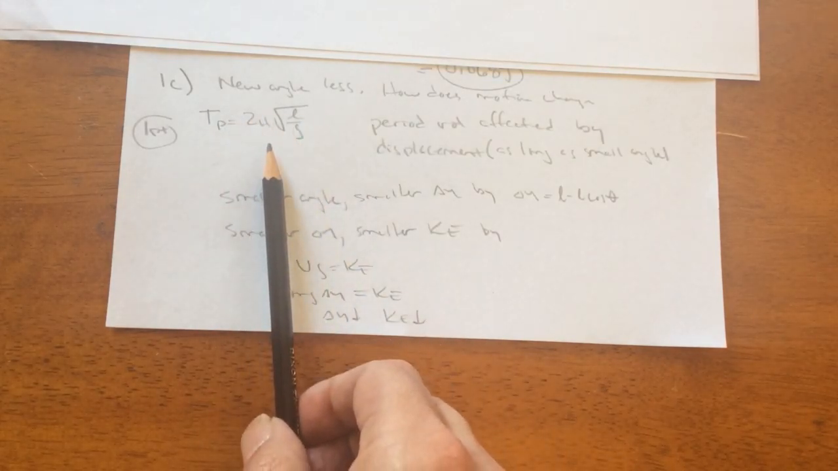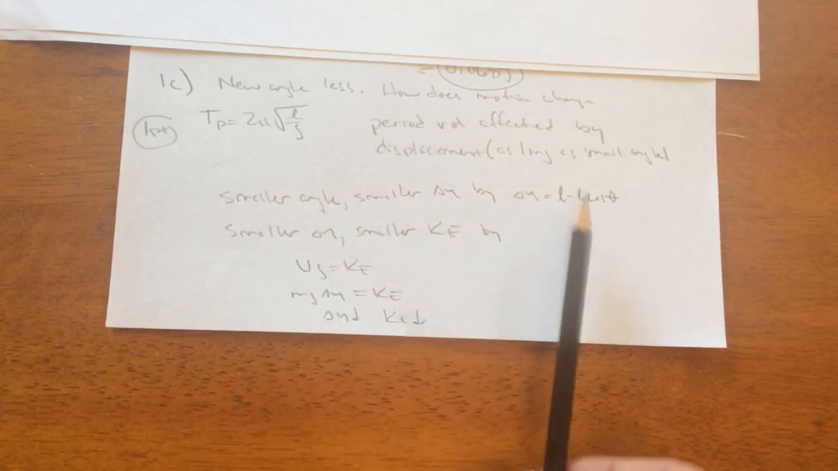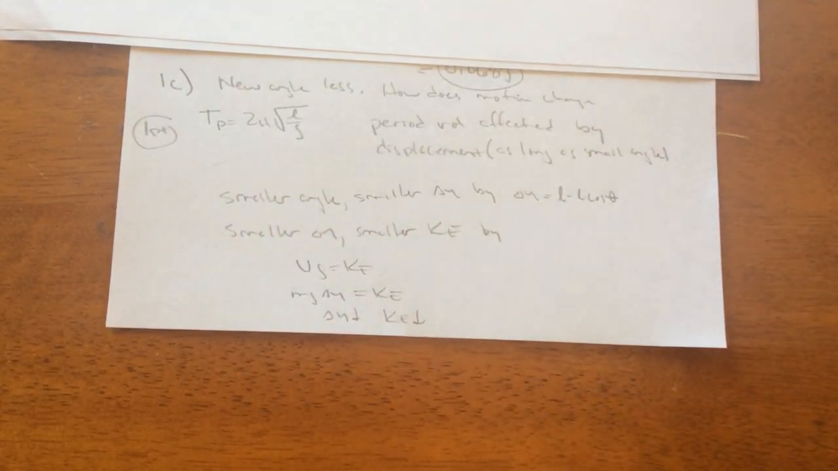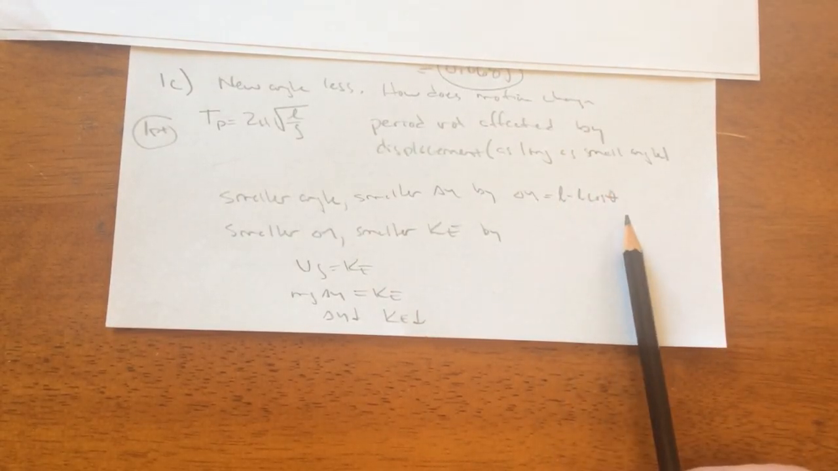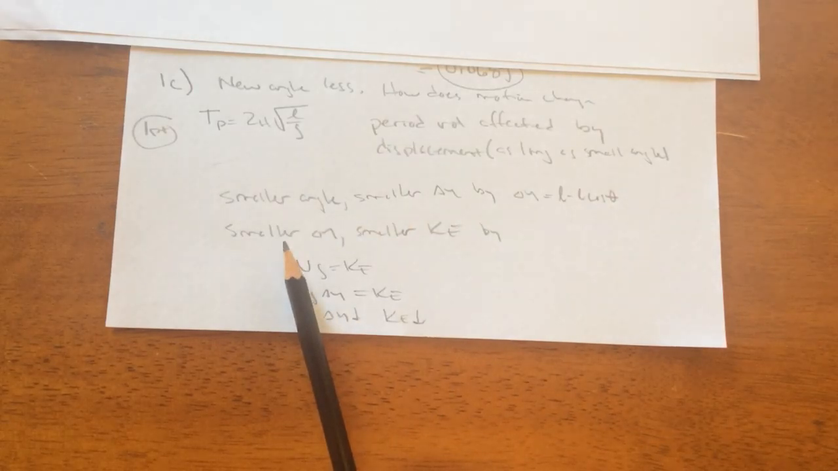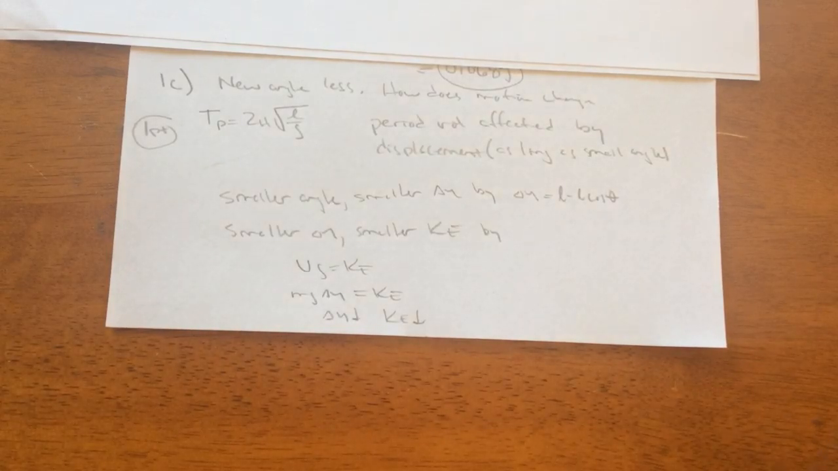But what's going to change? Smaller angle, smaller change in y. And again, even though you wrote it up here, you're going to say it again: change in y equals L minus L cosine theta. Smaller angle, smaller KE, and you're going to walk them back through that. And you are going to do your happy Snoopy dance and get max points. It's good.